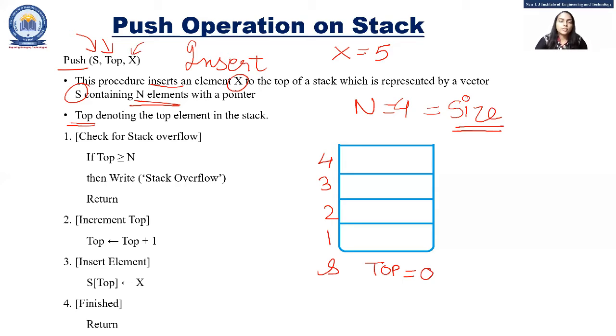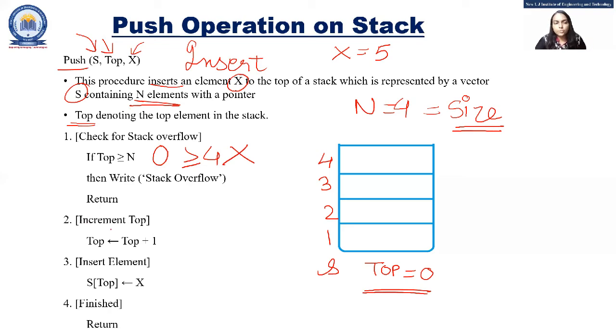Before inserting, students, we need to check whether the stack is overflowing or not. So consider a situation where the stack is empty. In that scenario, what is top? No element is there, so top is 0. Our n is 4. Is 0 greater than or equal to 4? No. So the stack overflow condition is false, which means we can now insert an element into the stack.